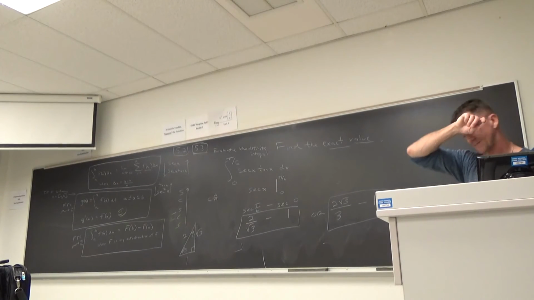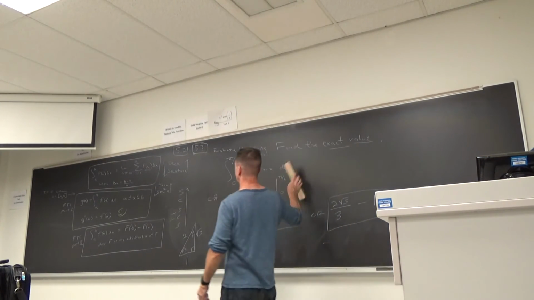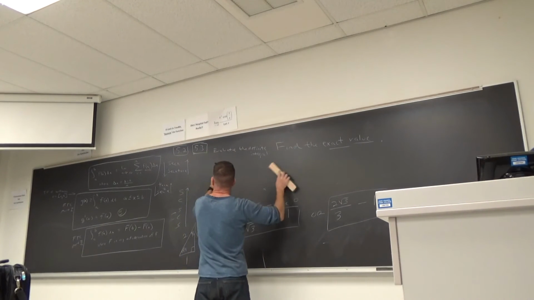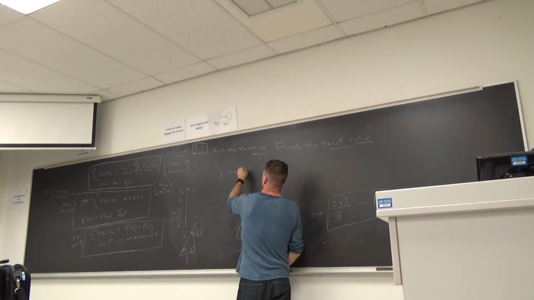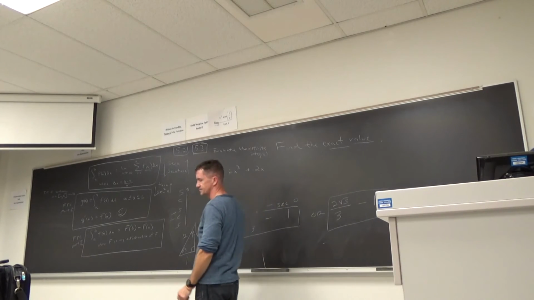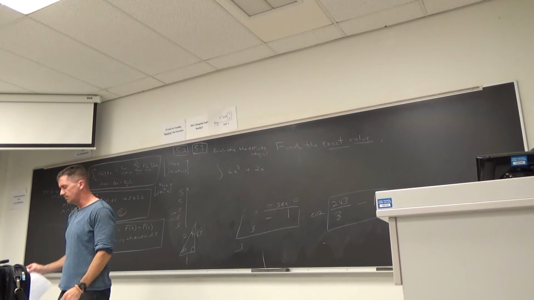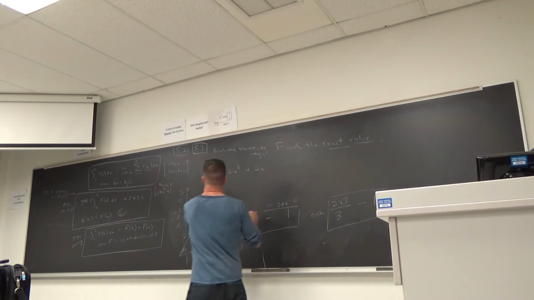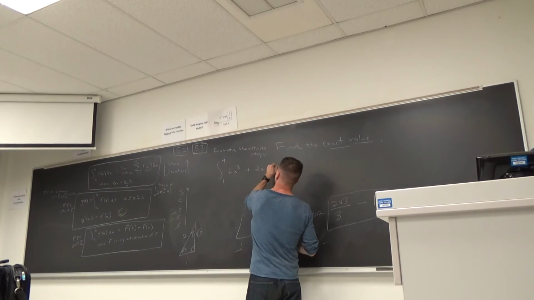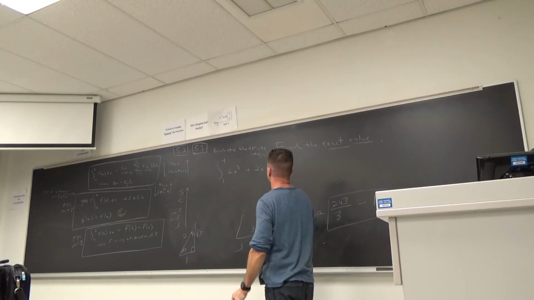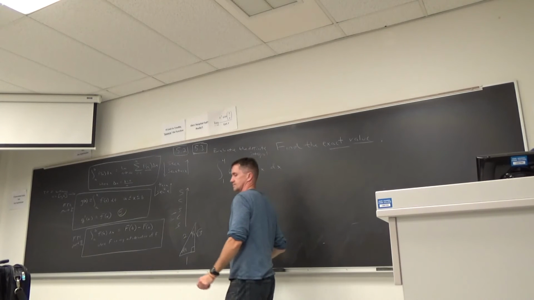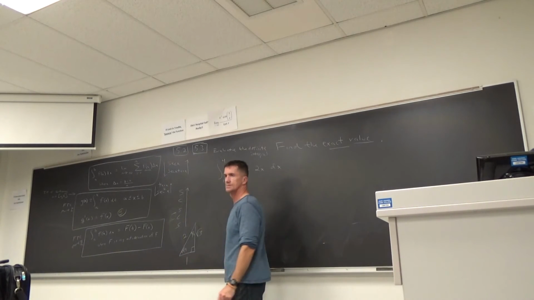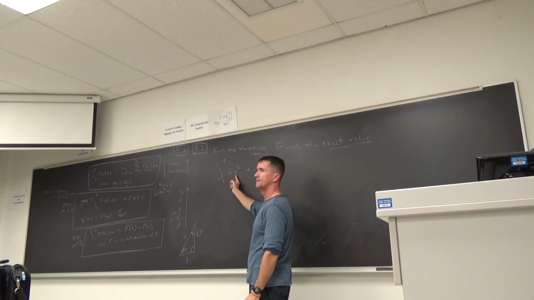Let's try another one. Ready? How about enough with the trig functions? 6x cubed plus 2x. Let's go from 1 to 4. Cool. What's this become? X to the power 4.